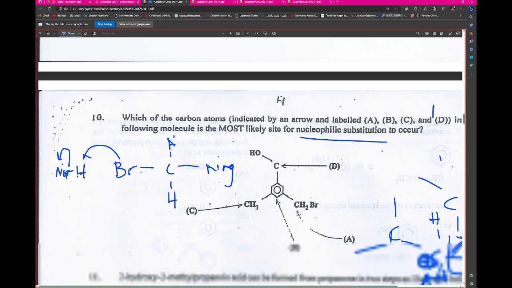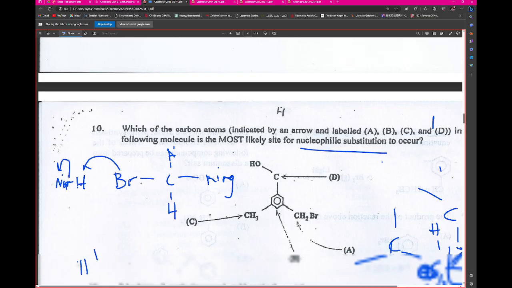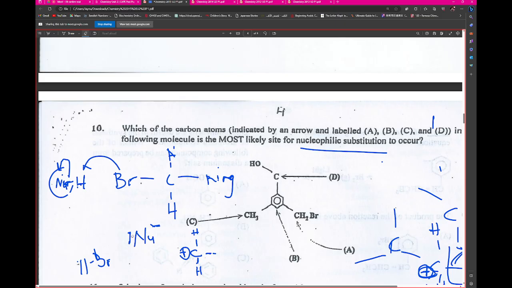If that were to happen, we're going to have the formation of hydrogen bromide, and then we're going to have that alkyl group, this R group, which is still attached to the ring with a positive charge, allowing this nucleophile that has just been released within the solution to attack that right there. Does it make sense?